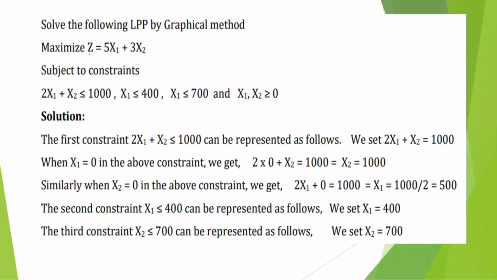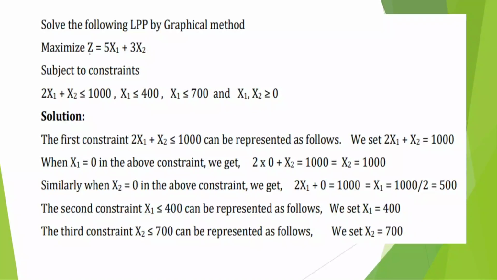Now let us solve a problem using the graphical method by using the above procedure. Here the problem is: solve the following LPP by graphical method. Maximize the function z equal to 5x1 plus 3x2 and the constraints are 2x1 plus x2 less than or equal to 1000, x1 less than or equal to 400, x2 less than or equal to 700, and x1, x2 greater than or equal to 0.